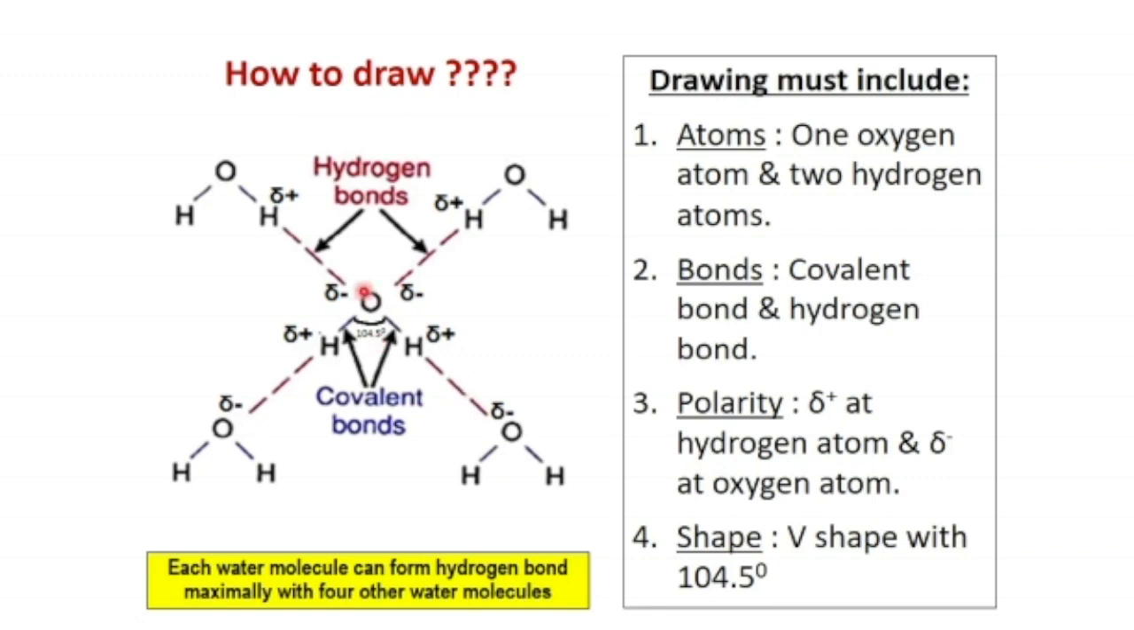One water molecule can form hydrogen bonds with a maximum of four other water molecules: 1, 2, 3, and 4. This is because the oxygen atom of one water molecule can form two hydrogen bonds with two other water molecules, because it has two partial negative charges. And each hydrogen atom of one water molecule can only form one hydrogen bond with another water molecule because it has one partial positive charge.